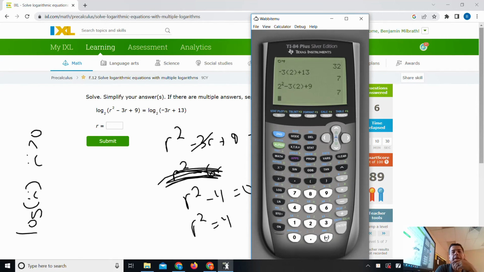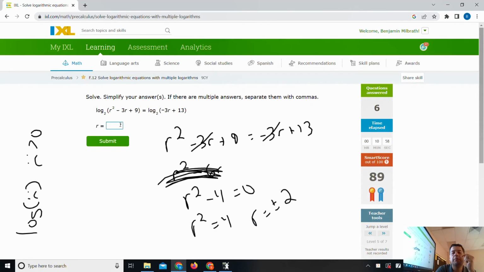I'm going to do the same with a negative 2. I'm going to take a negative 2, square it, take away 3 times a negative 2, and add a 9. Negative 2 works on the left, and just because I'm tired and want to save time, it works on the right. That would be 6 plus 13. It says if there are multiple answers, separate them with commas. One of them was negative 2 and the other one was positive 2. Be on the lookout for answers that don't work.